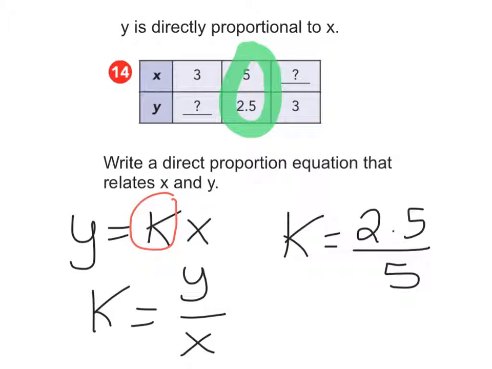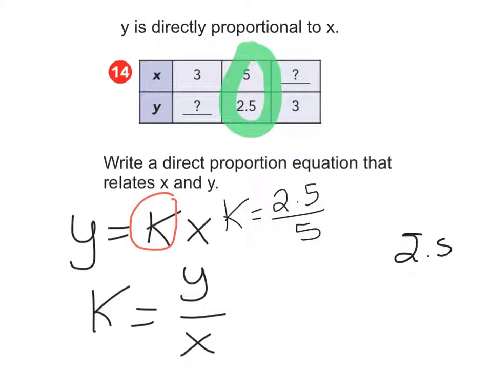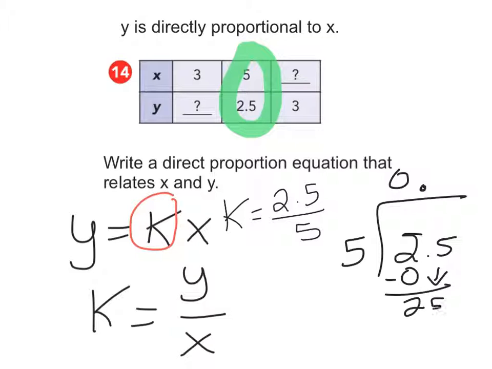From here, I'm actually going to do the steps out. So I'm going to do 2.5 divided by 5, to bring that decimal up. 5 goes into 2 0 times, so minus 0. Bring down the 2, bring down the 5. 5 goes into 25 5 times. So k is equal to 0.5, which is 5/10, or 1/2.